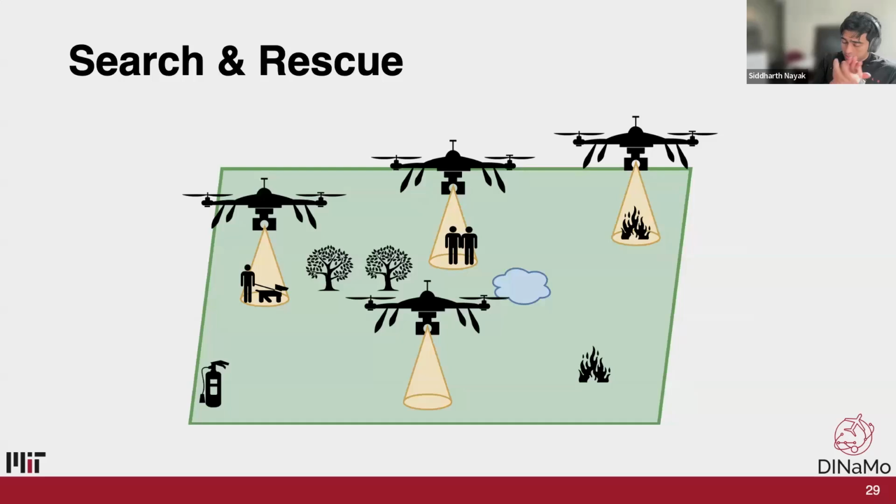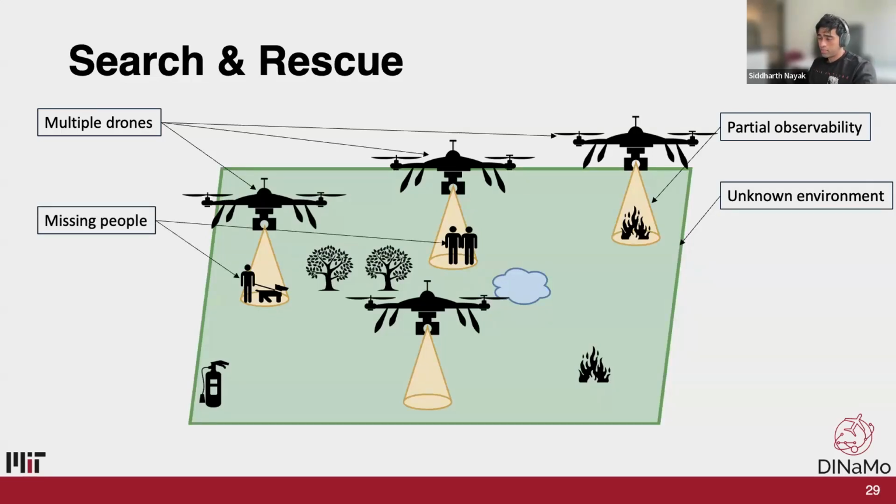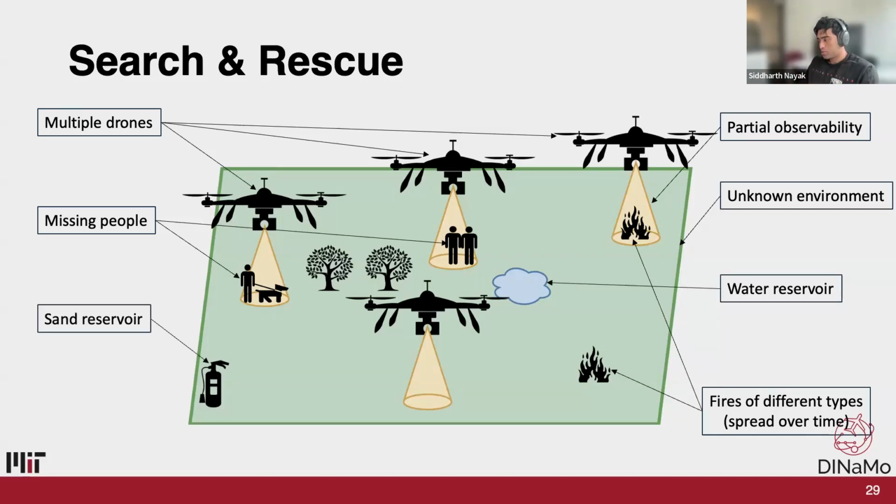Similarly, as we did our experiments in MapThor, we also do it in a search and rescue kind of setting where we have multiple drones working in an unknown environment. Each of these drones has a partially observable view of the environment, and they are trying to find missing people in this environment. And there are different types of fires. What I mean by different types of fires is that they could be extinguished with either water or sand. And these fires do spread over time if you don't extinguish them as quickly as possible. There's a water reservoir to pick up some water, and then there's a sand reservoir to pick up sand to extinguish this. So the task that these drones are given is basically to find these missing people and extinguish these fires as quickly as possible.